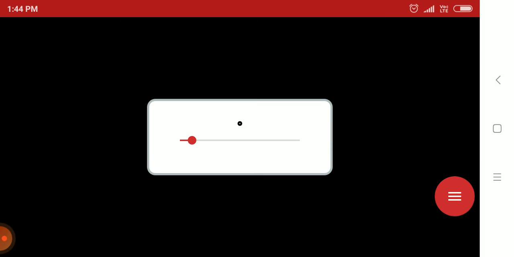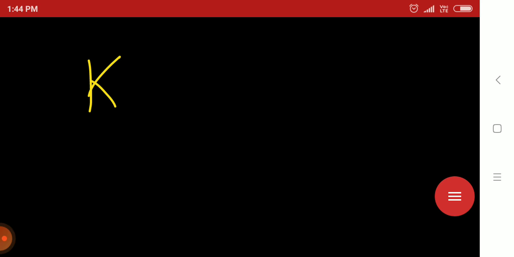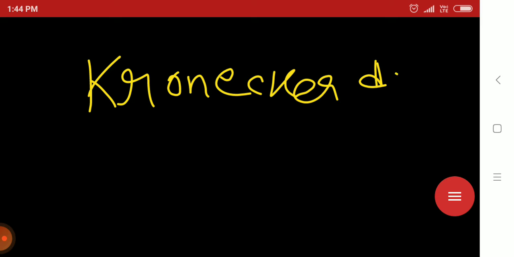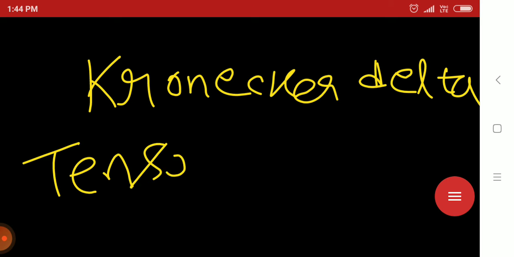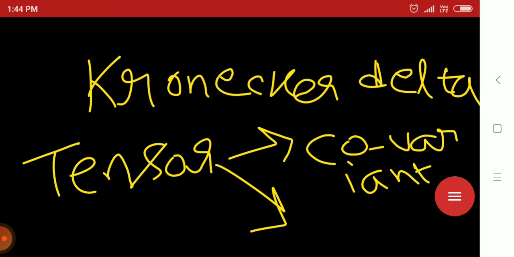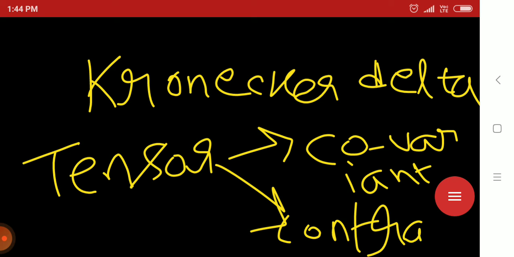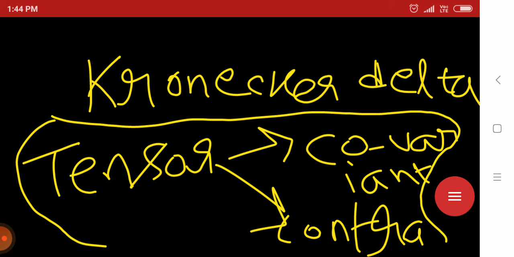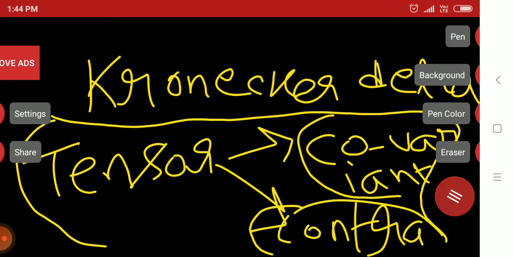Whenever we are discussing Kronecker delta, before discussing it, we have to know tensor. For the time being, know that tensor has two types: one is covariant tensor, another is contravariant tensor. So before going to the Kronecker delta part, I am discussing that tensor has two types. One is covariant tensor, another is contravariant tensor.